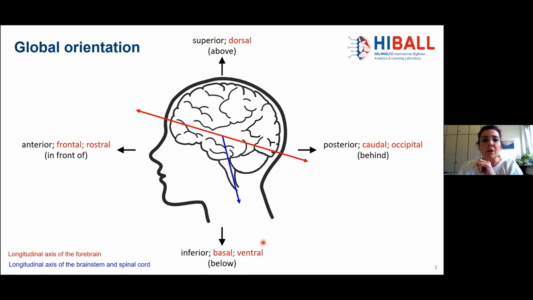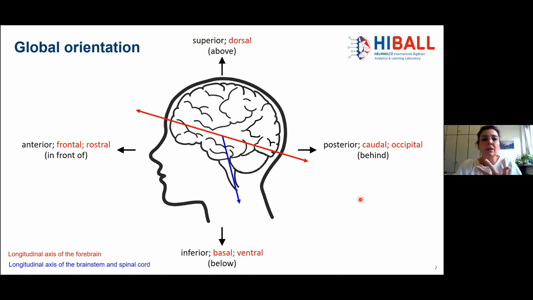Now, one of them is the one that's highlighted here by the red arrows. It's the so-called Forel's axis, and it's the long axis of the brain. And the blue one is Meynert's axis, and it's the one that we use for the brain stem and the spinal cord. And since today I won't be talking about the brain stem or the spinal cord, anytime I talk about anterior, posterior, I will be referring to the longitudinal axis of the forebrain.